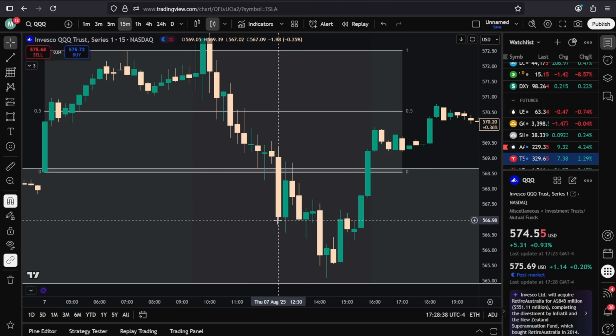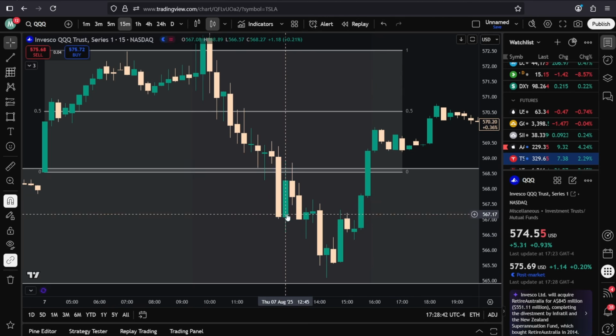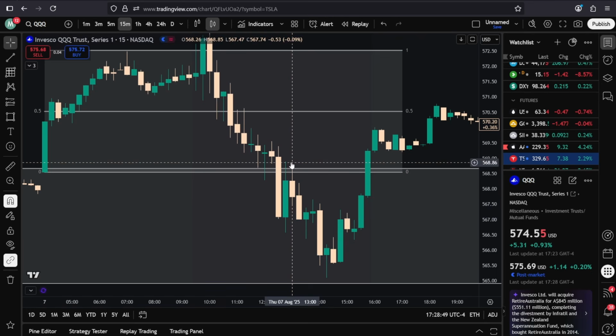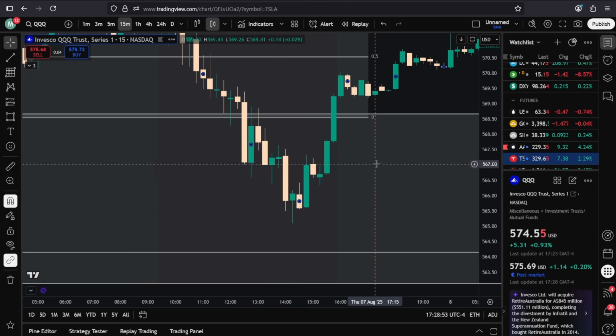Fourth one, fell right through. Now we're looking to take rejections back down. First rejection, hit it perfectly, another 100-point drop. Second one, hit it perfectly again, another 100-point drop. And then price continued down for the day.